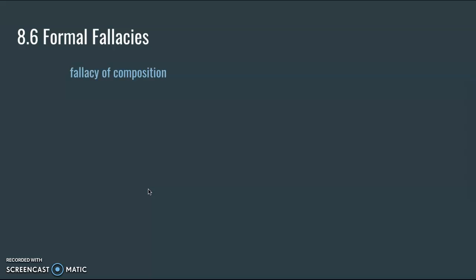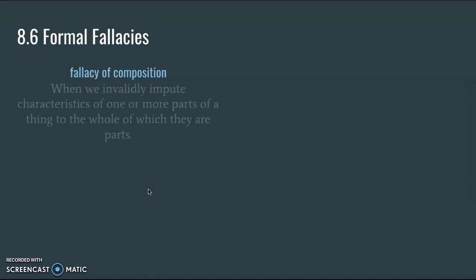The first is one that's in your textbook, the fallacy of composition. Your textbook acknowledges that oftentimes the fallacy of composition and the next one, the fallacy of division, are stated to be semantic fallacies. And I like them better in that category, but your book wants to put them here, so we'll talk about them. All right. The fallacy of composition happens when we invalidly impute characteristics of one or more parts of a thing to the whole of which they are parts.